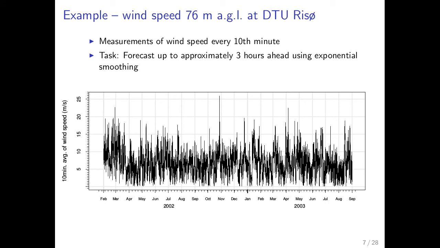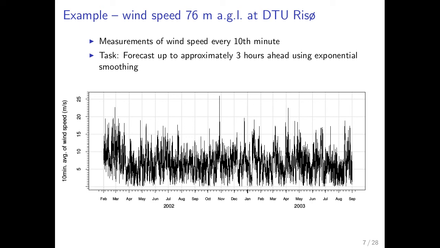So out at DTU Risø, they're measuring the wind speed and have been doing that for ages. 76 meters above ground level, and they measure every 10 minutes. Or at least that's what the data I have. And we want to make forecasts up to 3 hours ahead from now. So generally, the assumption is that we expect the mean value is not changing. So we expect the wind speed to be the same as it is right now. And that is how the data looks.